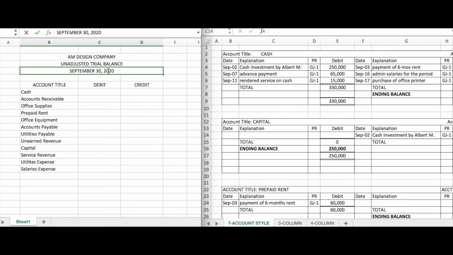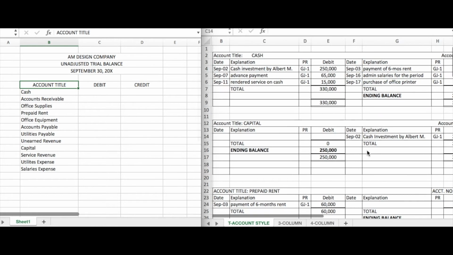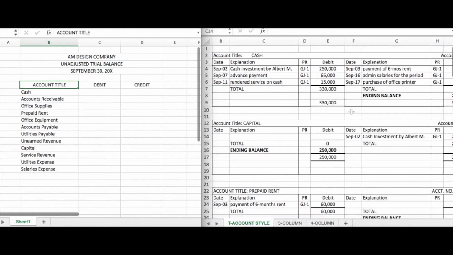Let's say 2020 or 20x, since there's no year given, right? So I have already listed here the account titles. If you're given the chart of accounts in the problem, you would simply list down here the chart of accounts and fill them out with the debit and the credit balances, right?